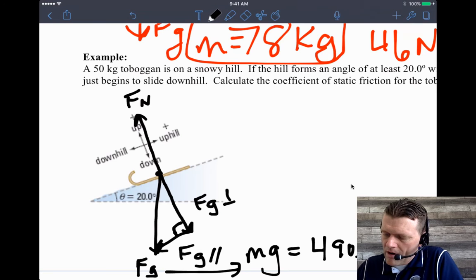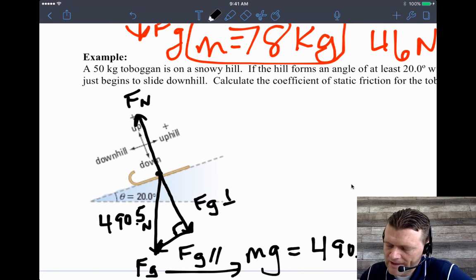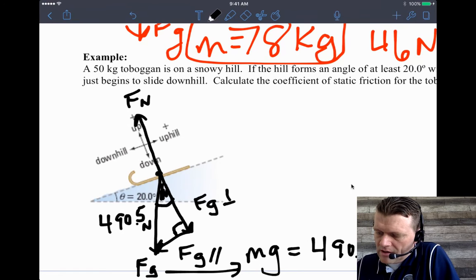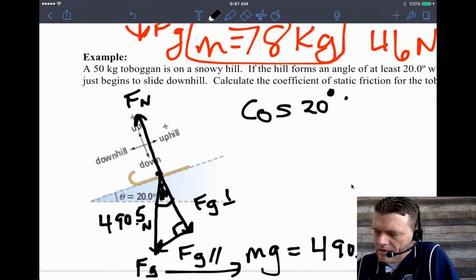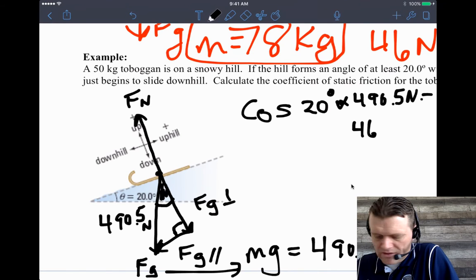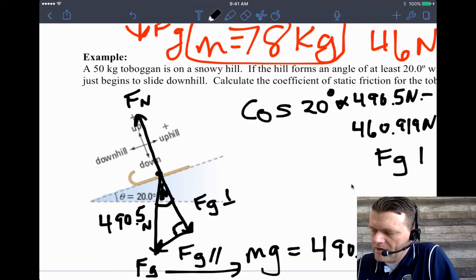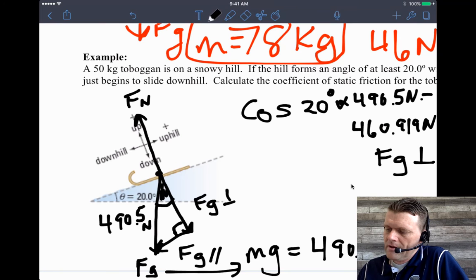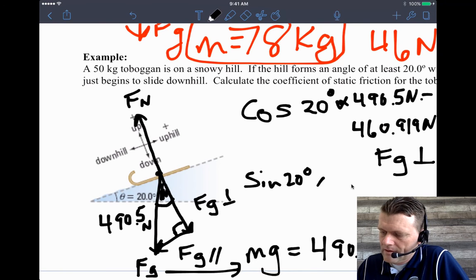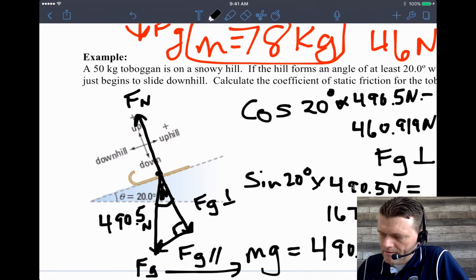So if you know the hypotenuse is 490.5 newtons, then you're going to find the adjacent and opposite sides. And again, if this angle in here is 20 degrees, then it would just be a simple matter. If I did the cosine of 20 degrees times that 490.5, that winds up being 460.919 newtons. And that would be equal to the force of gravity perpendicular, because I found the adjacent side to that angle. And then I would do sine of 20 times 490.5, and that would give me 167.761. And that would equal the force of gravity parallel.